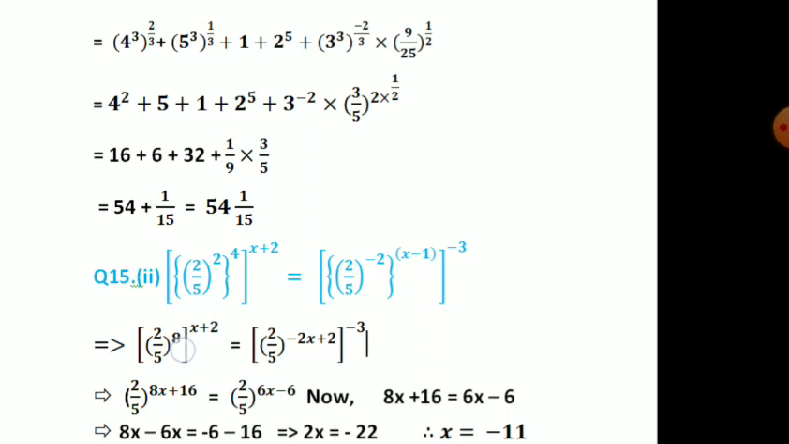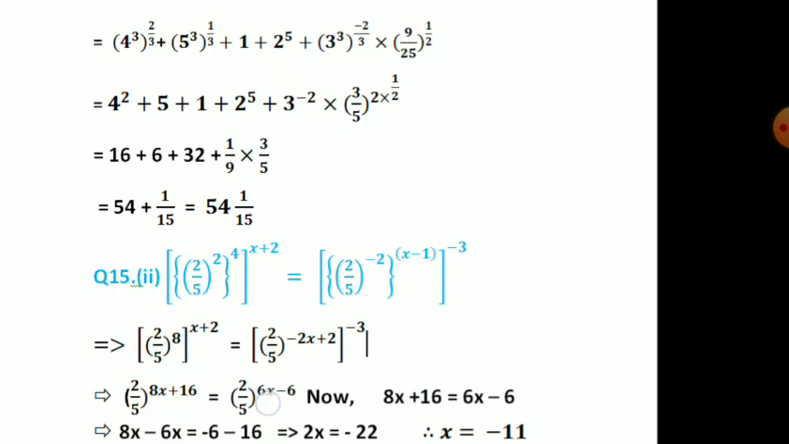So here 2 by 5 whole to the power, so 2 and 4, if I multiply 2 and 4 we'll have 8. Again whole to the power x plus 2, and in the right hand side we'll have 2 by 5 whole to the power, so minus 2 into x minus 1, so we'll have minus 2 plus 2 and whole to the power minus 3. So here we'll have 2 by 5 whole to the power 8x plus 16, that is we have multiplied 8 into x plus 2, it is 8x plus 16.